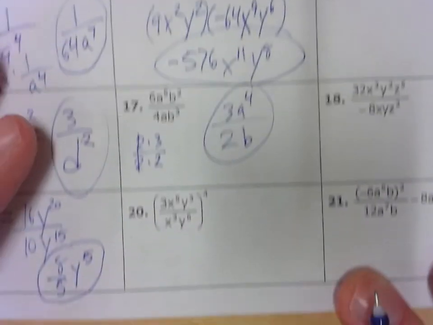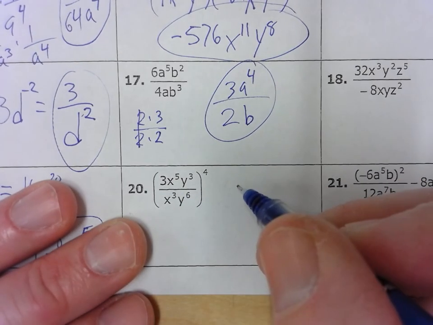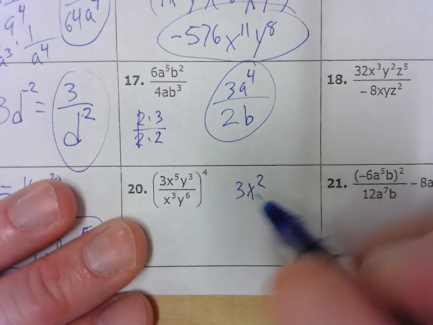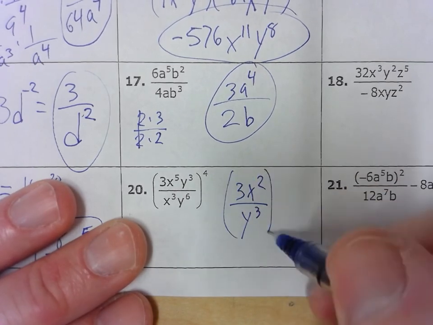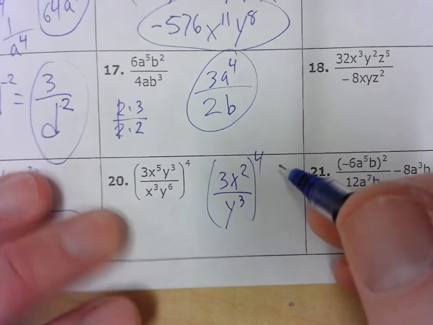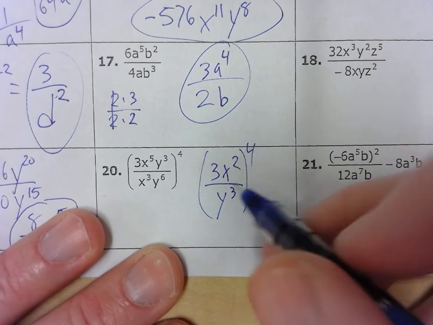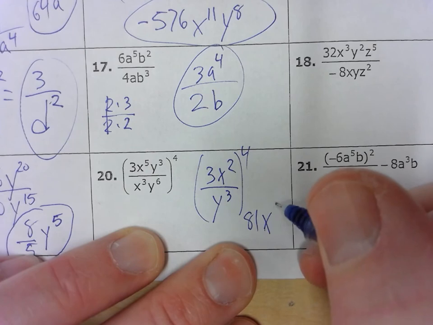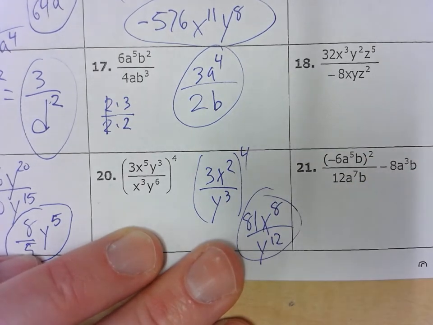Boom! Now in 20, we're going to raise everything to the 4th power. No, actually I'm going to simplify first, then raise things to the 4th power. Well, the 3 doesn't have any partner, so it comes over here. X, 5 versus 3, 2 on the top. 3 versus 6, 3 on the bottom. And then we raise it to the fourth power. Everything gets raised to the fourth power, so it's 3 times 3 times 3 times 3, which would be 81. X to the power you multiply, and y to the 12th, and that takes care of that column.